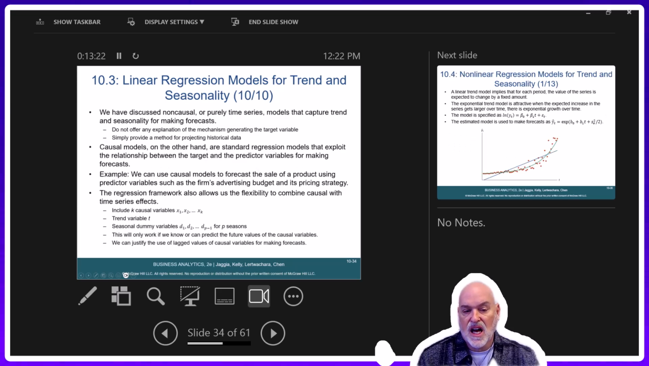Okay, so we have discussed non-causal or purely time series models that capture trend and seasonality for making forecasts. They do not offer any explanation of the mechanism generating the target variable and simply provide a method for projecting historical data. Causal models, on the other hand, are standard regression models that exploit the relationship between the target and the predictor variables for making forecasts. For example, we can use causal models to forecast the sale of a product using predictor variables such as the firm's advertising budget and its pricing strategy. The regression framework also allows us the flexibility to combine causal with time series effects.